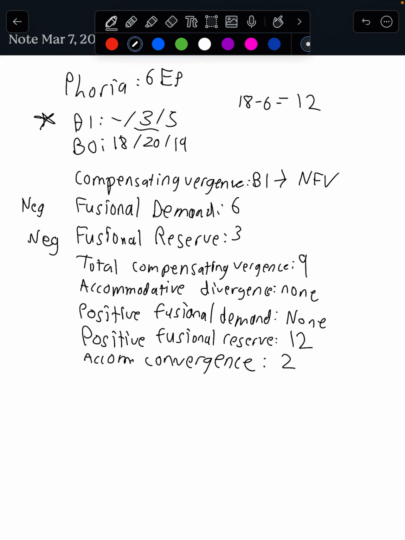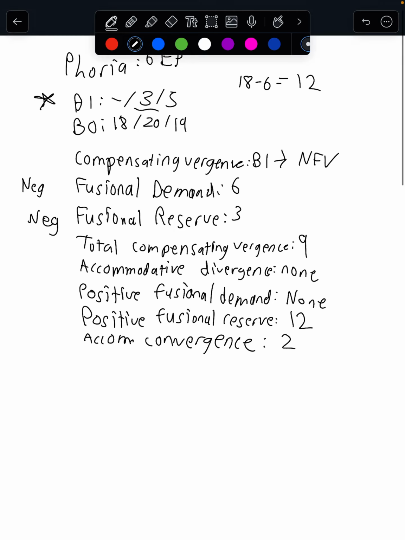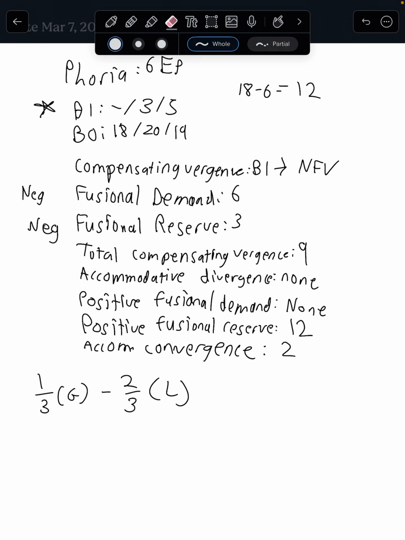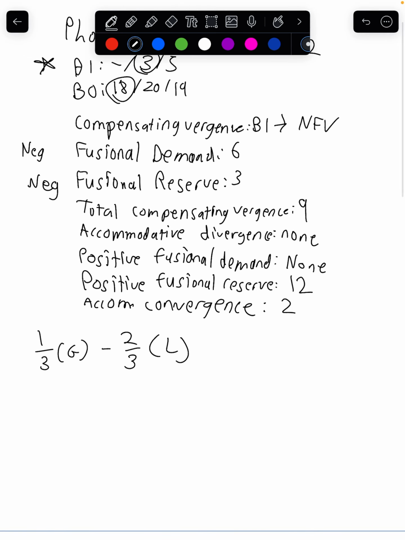So, like I said, for EXO, we do Sheard's formula. For ESO, we do Percival's. Percival's formula is 1/3 the greater vergence minus 2/3 the lesser vergence. And when I'm talking about greater or lesser vergence, I'm talking about the first number in both of the vergences. So for base in, it's 3. For base out, it's 18. So the greater is 18, and the lesser is 3. So 1/3 of 18 minus 2/3 of 3 is 6 minus 2, which equals 4.